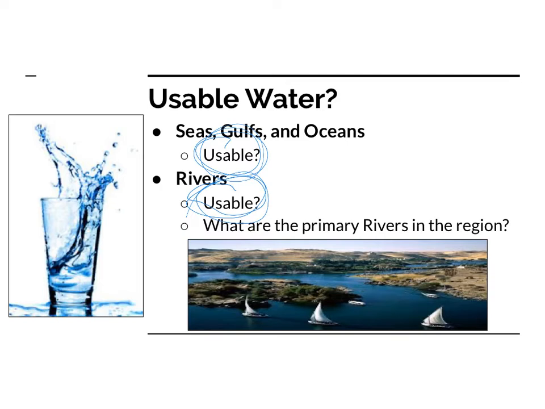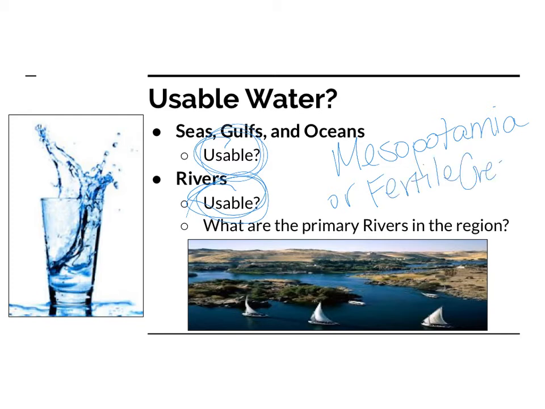Now, there's three of them. Two of them make up what at one point was referred to as Mesopotamia, or the Fertile Crescent. So if you can think back to all of your elementary education, where you learned originally about Mesopotamia and the Fertile Crescent, do you remember what two rivers make that up? And can you identify that location on a present-day map?